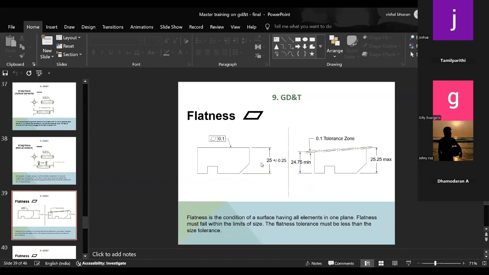So next here, flatness. Flatness is also the same as straightness. Here we're going to check the entire surface, so we'll cover two cross-sectional areas.